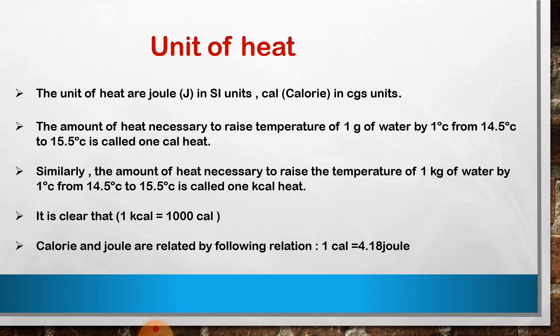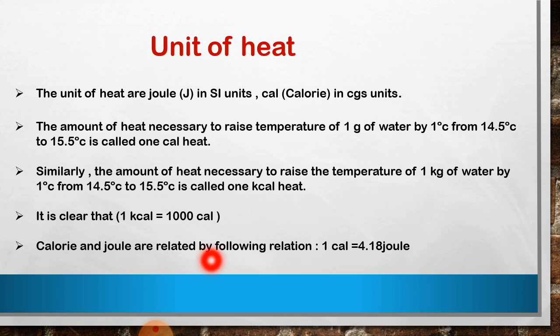Therefore, it is essential to define a specific temperature range while defining the unit of heat. So now if we take this same temperature, what do we get? We will get an accurate answer. So what answer will we get? Calorie and joule are related by the following relation. 1 calorie is equal to 4.18 joule. So students, this is all about your today's topic.